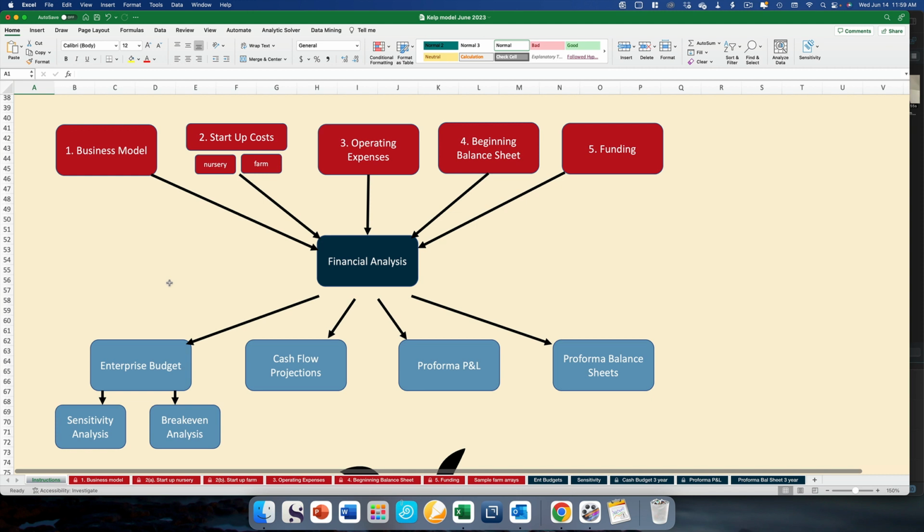So at this point, we've gone through how to complete all of these sheets with user inputs, which are indicated in red. So you have learned how to identify and describe what your business model is, how to evaluate and list out all your costs for starting up a nursery operation and a farming operation. And then we've talked about how to estimate your operating expenses, and then defining what you're bringing into the business as a beginning balance sheet and where you're going to get the money to pay for it all in the funding sheet.